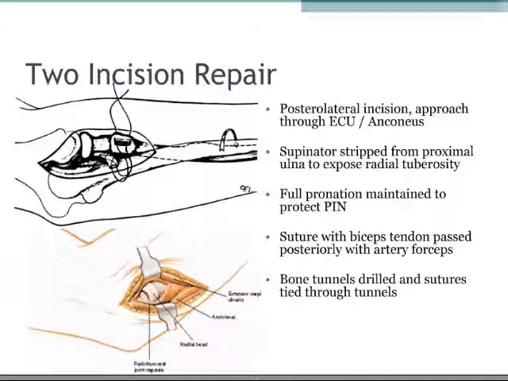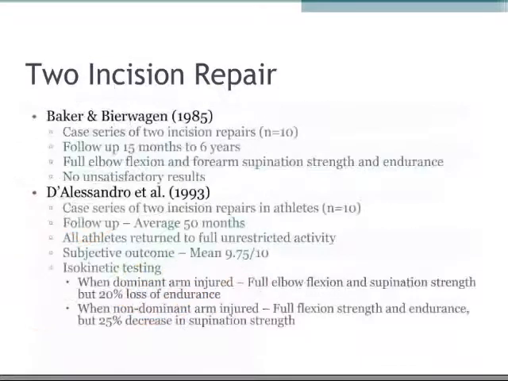In 1985, Bacon and Bierwagen found that supination strength and endurance were restored, with no unsatisfactory results in their series of 10. Another series of 10 by D'Alessandro looked at repair in athletes and found the satisfaction was 9.75 out of 10, so very good. They found only minor losses in endurance and supination strength. Davison had a case series of 8, again finding 6 out of 8 with good or excellent satisfaction, but did find that 5 out of 8 had decreased strength.